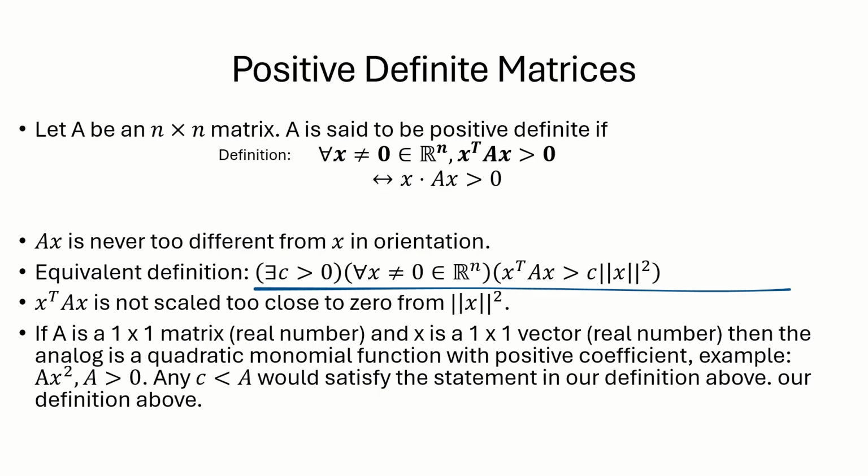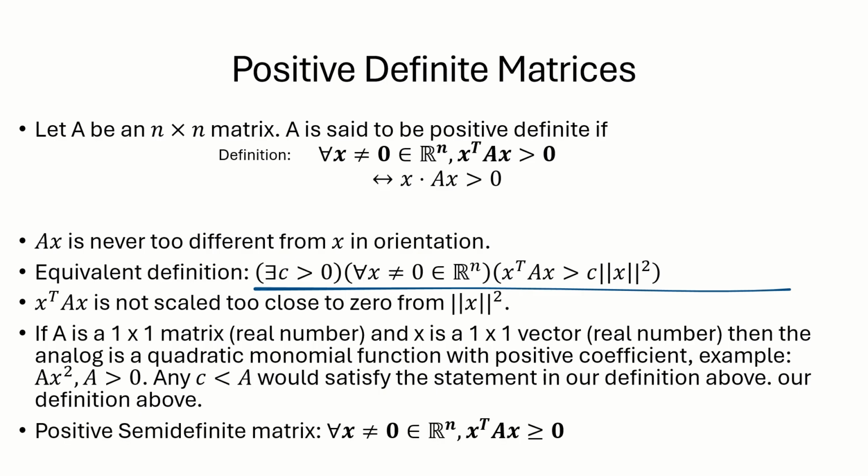Finally, as you might imagine, a positive semi-definite matrix is one where x transpose Ax is greater than or equal to 0, meaning we've relaxed the greater than to a greater than or equal to.